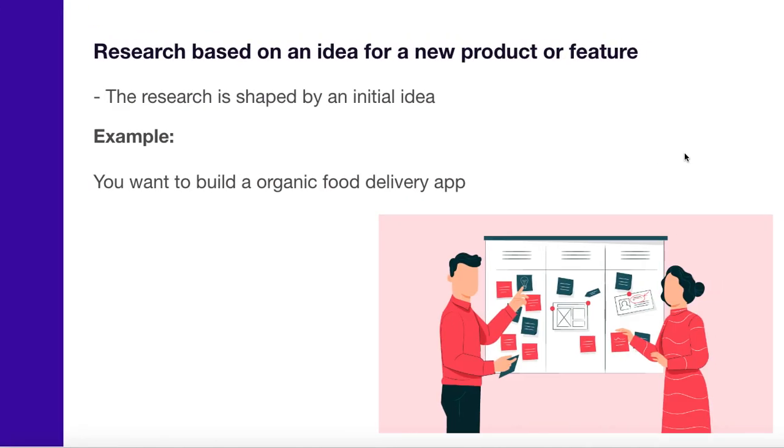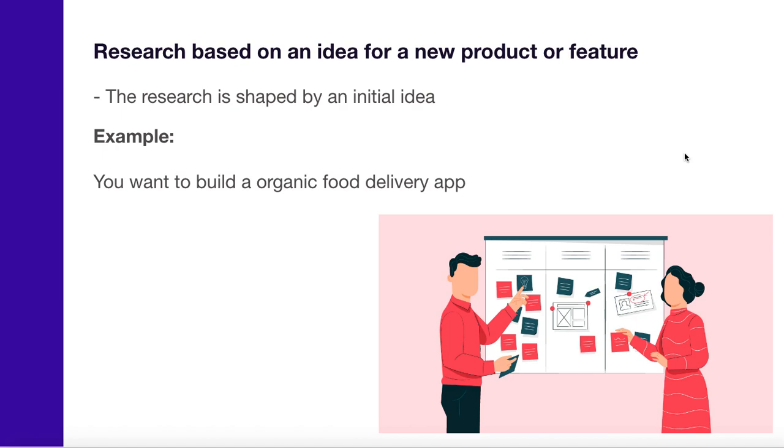The second way in which you can apply qualitative research is when you have research based on an idea for a new product or feature. Of course, no one is just going to get an idea and start implementing that project or product. There needs to be some amount of research behind that to back up their decision on whether they should build a new idea or a new product or feature. In that way, qualitative research helps to an extent.